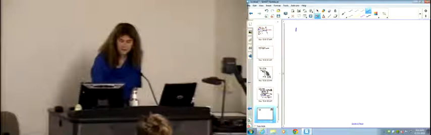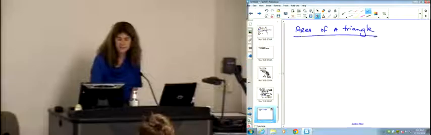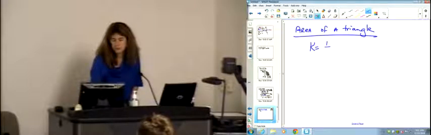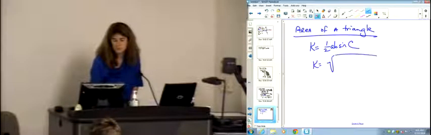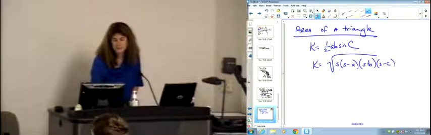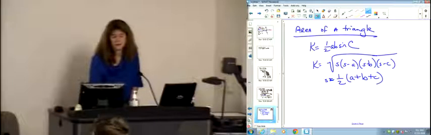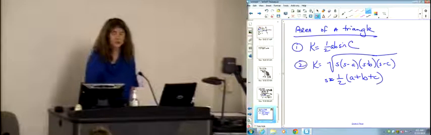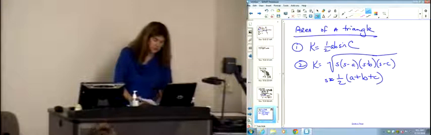Then we had area, which we already put up our area formulas today. I'll list them back here where we're kind of generalizing. K equals 1/2 AB sine C. K equals the square root of S times S minus A, S minus B, S minus C. S equals 1/2 A plus B plus C. So we had two different formulas here. First one was used for the side angle side. Last one was used for side, side, side.